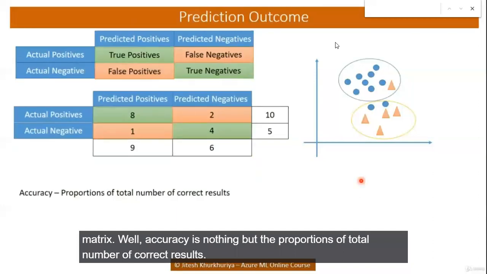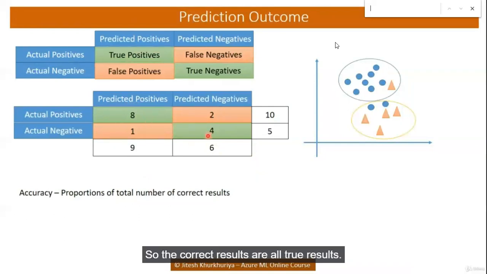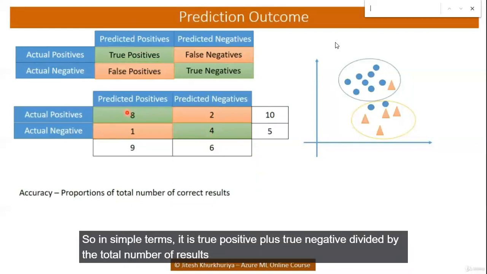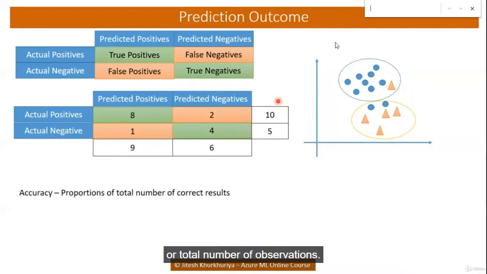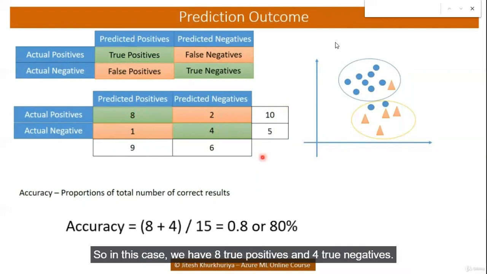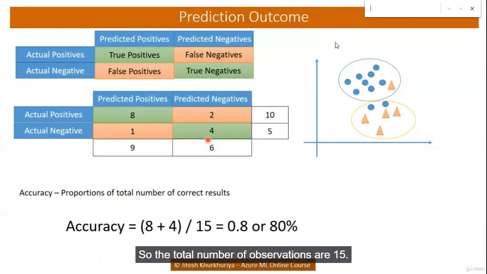Well, accuracy is nothing but the proportion of the total number of correct results. So the correct results are all true results. So in simple terms, it is true positive plus true negative divided by the total number of results or total number of observations. So in this case, we have 8 true positives and 4 true negatives. So the total number of observations are 15. So accuracy here will be 8 plus 4 divided by 15, that is 0.8 or 80%.